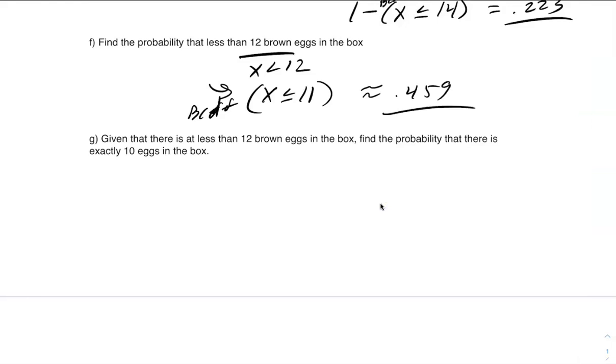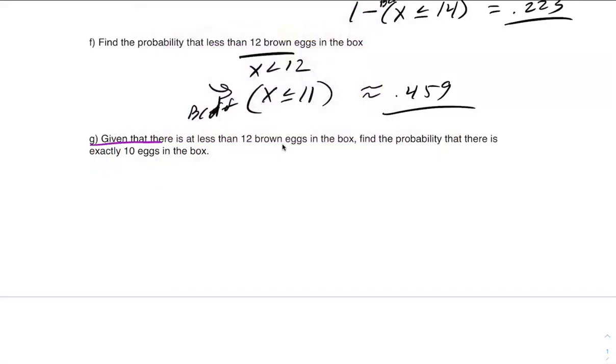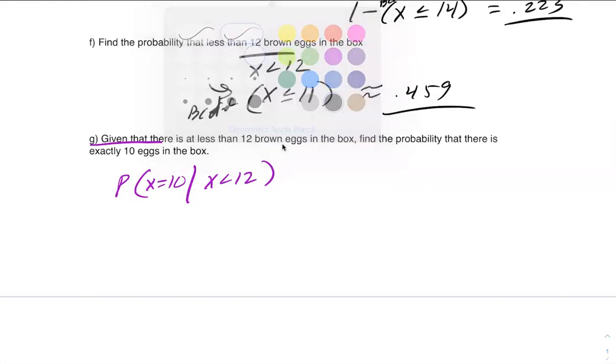And the last one here: given that there are fewer than 12 brown eggs in the box, find the probability there are exactly 10 brown eggs in the box. So, a given question, IB's favorite thing in the world. Let's write it: the probability that there are exactly 10 eggs, given that there are fewer than 12 brown eggs. Remember, we're just going to use our formula from the formula sheet. Since I have it, let's look at it.